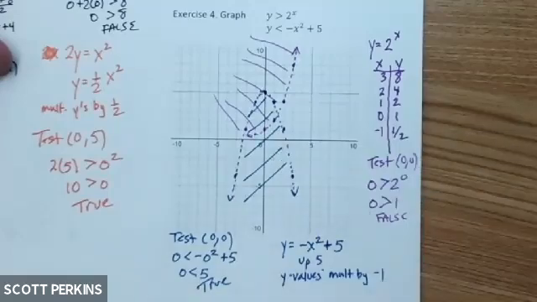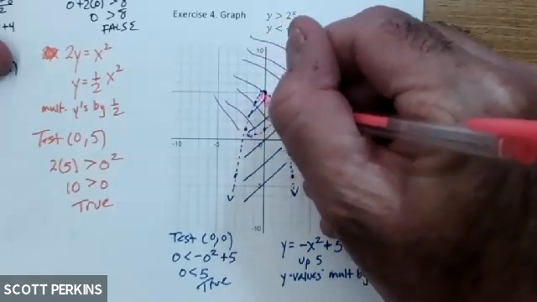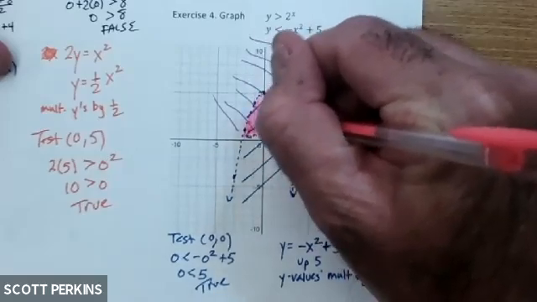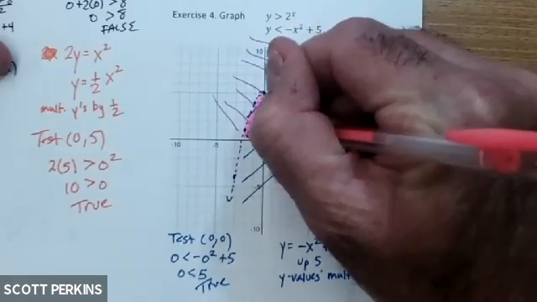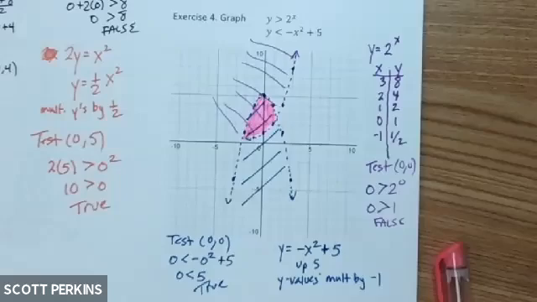And so what that means, where both of those overlap, is going to be in this fun little region right here, where both the curves, there is my nice, lovely pink shading. All right, that is it.